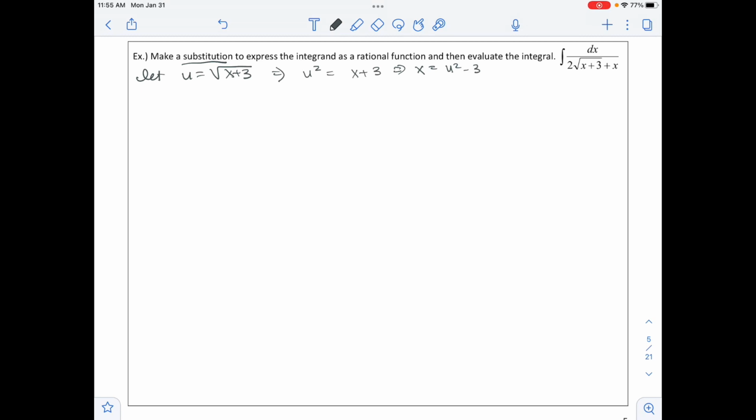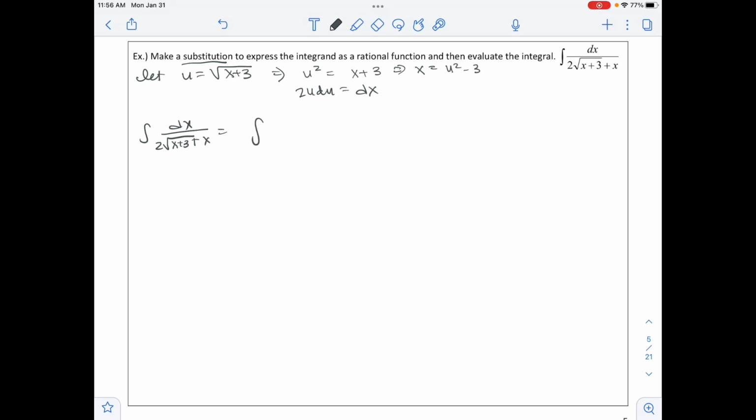And so differentiating, and you can differentiate any of these three parts, I'm going to pick the middle one to differentiate. I'd have 2u du is equal to the derivative of the right side, which is 1 dx. And so my integral that I have, and I'll go ahead and rewrite my original integral, is the integral of dx over 2 times the square root of x plus 3 plus x.